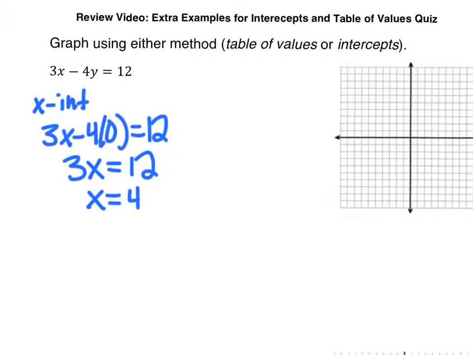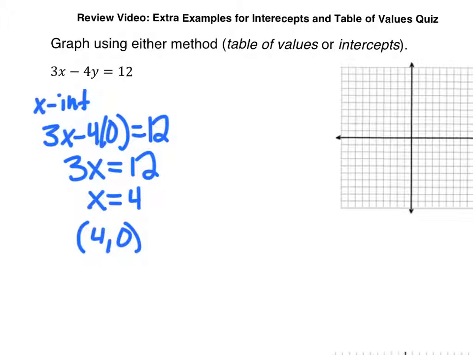When I substitute 0 in for y, I get 3x minus 0 equals 12, and when I solve that, I get x equals 4. So my point is (4, 0), and I can graph it going 4 units to the right. My y-intercept is along my y-axis, so I don't go to the left or right at all, but I do go up or down. That means that I'm going to have 0 for my x-coordinate. So I'm going to substitute 0 in for x.